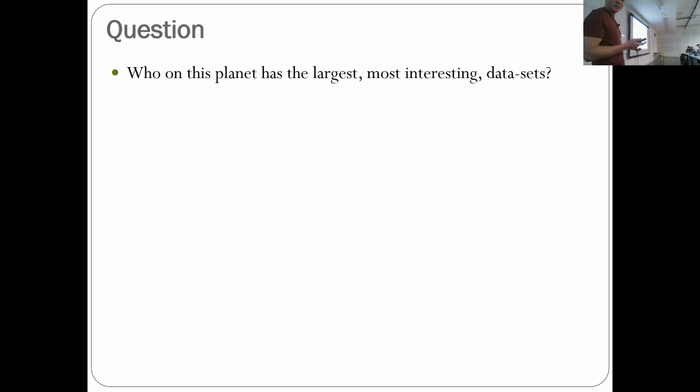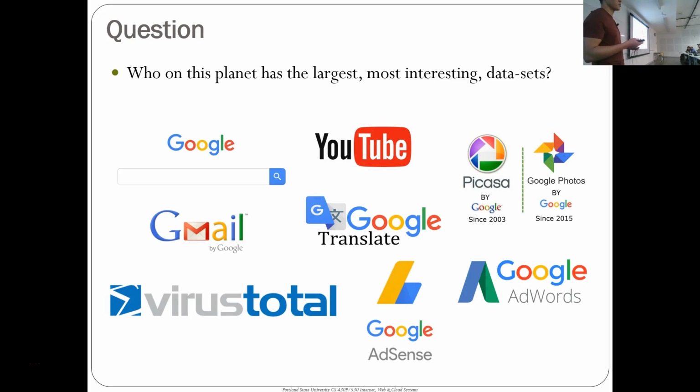The question I'm going to ask is, who on this planet has the largest, most interesting data sets? Yeah, Google. This is the strategy that they're using to monetize their services. They have data that nobody else has, and so they can build ML data products better than anyone else out there. They're basically monetizing their data. This is why they would acquire something like VirusTotal to get the malware samples. This is why you would acquire a YouTube or a Waze to get all the data from people effectively.